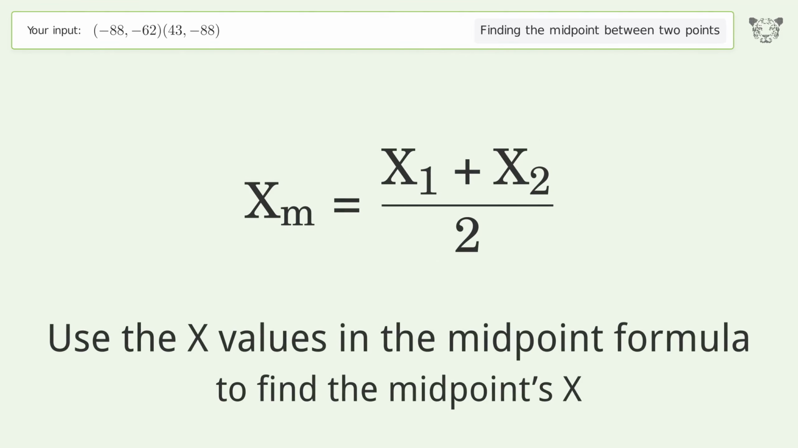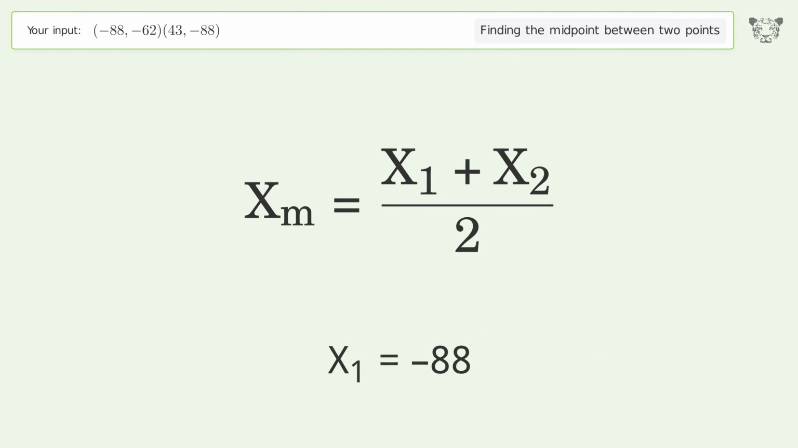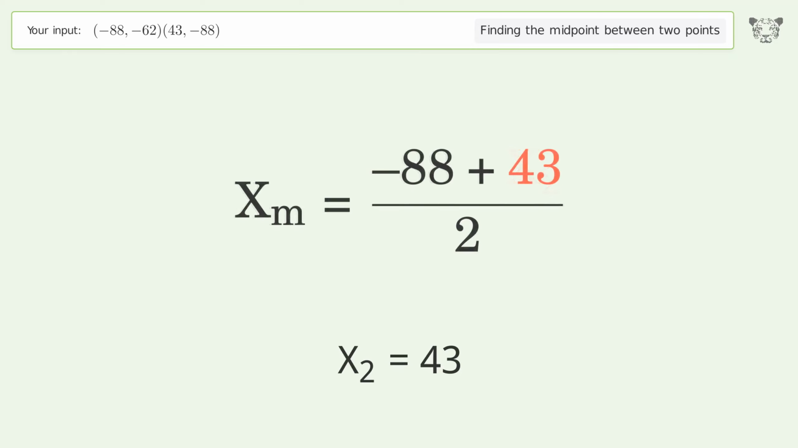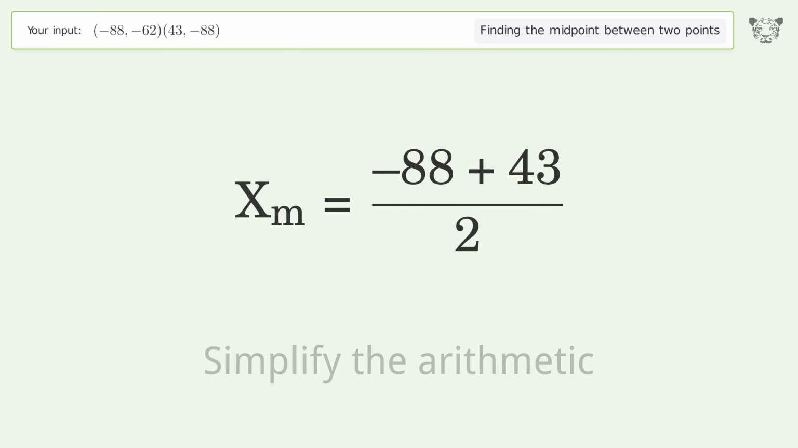Use the x values in the midpoint formula to find the midpoint's x. x1 equals -88. x2 equals 43. Simplify the arithmetic.